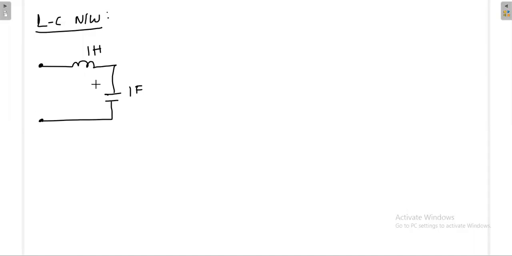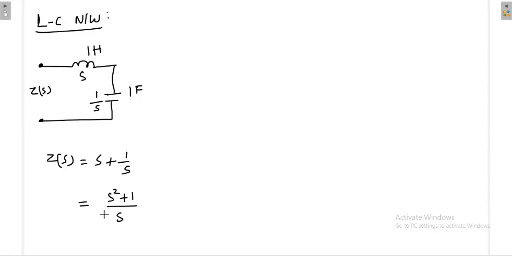In this process, if you observe the output in any one of the elements, either inductor or capacitor, then that nature will be like a sinusoidal nature. Then what is the impedance of this network? Z of S is equal to S plus 1 by S, which is S square plus 1 divided by S.